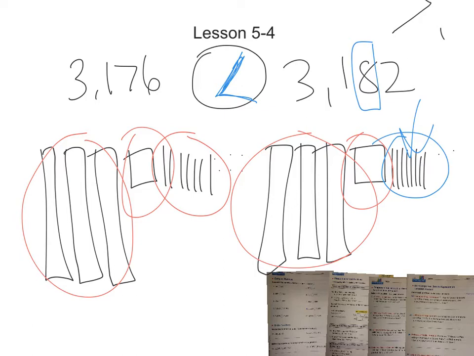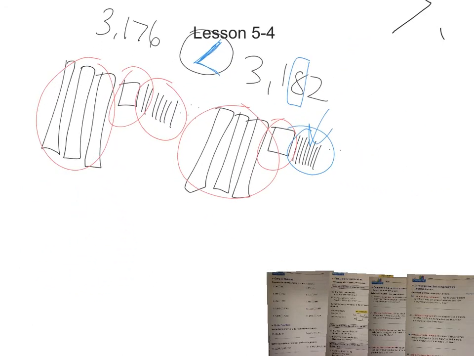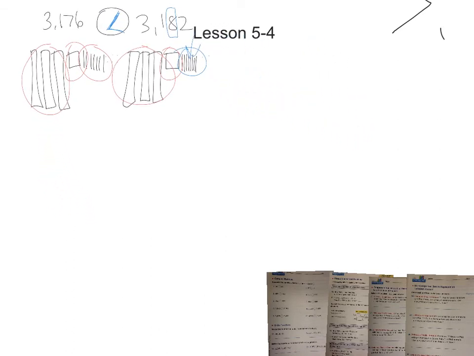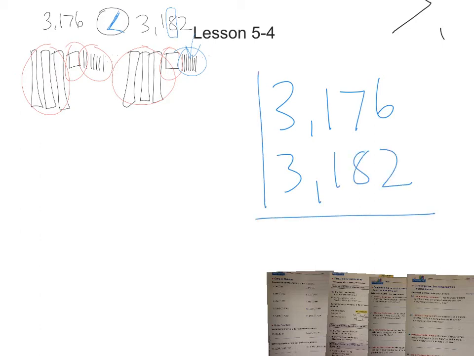So let's do another way. That was the place value drawing way. Another way you could do it is using the place value. You line them up by each other. Make sure you line them up by place value. And then you just go down the list.